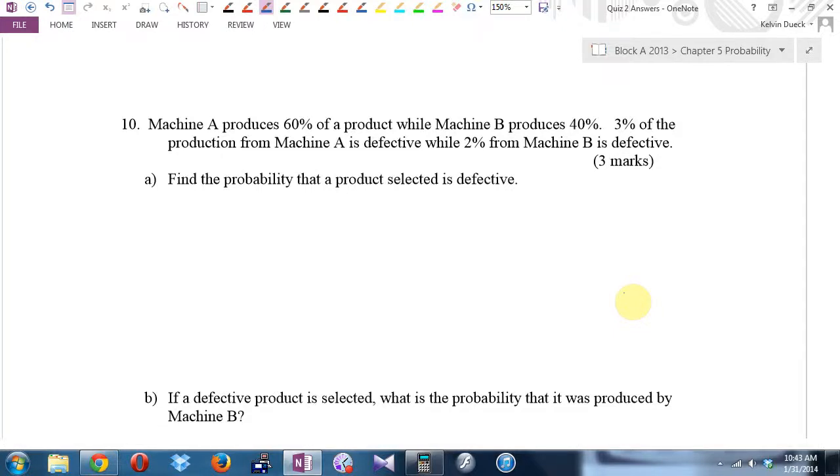Machine A produces 60% of a product. Machine B produces 40%. 3% of production from machine A is defective. 2% is defective from machine B. It says, find the probability that a product is defective. I guess it works like this. Pick a machine, defective or not. My tree is going to look like this.